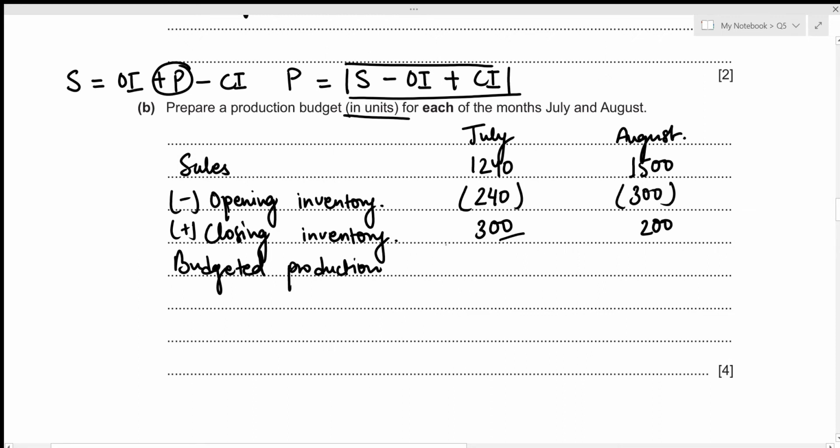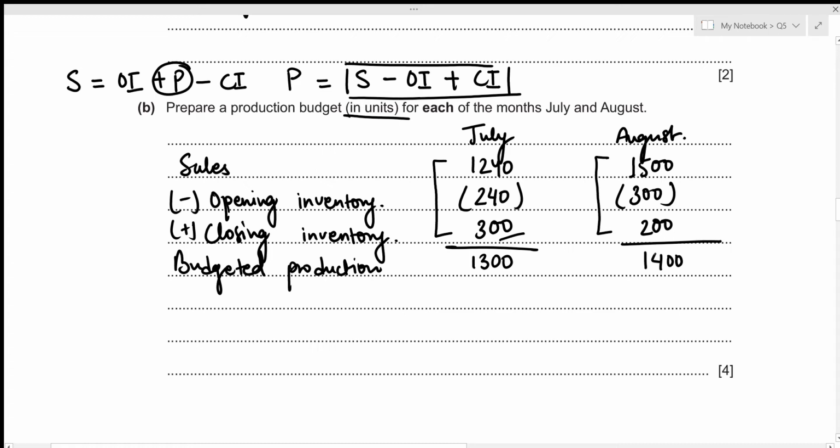Alright, now we can figure out the budgeted production for the month of July and August. For July, it's going to be the sum of these three units. So that's 1240 minus 240 plus 300, which results in the budgeted production for the month of July to be 1300. Similarly, for the month of August, that's the sum of these three units. So that's 1500 minus 300 plus 200, which results in the total budgeted production for the month of August to be 1400. Okay, so this concludes the second part of this question.